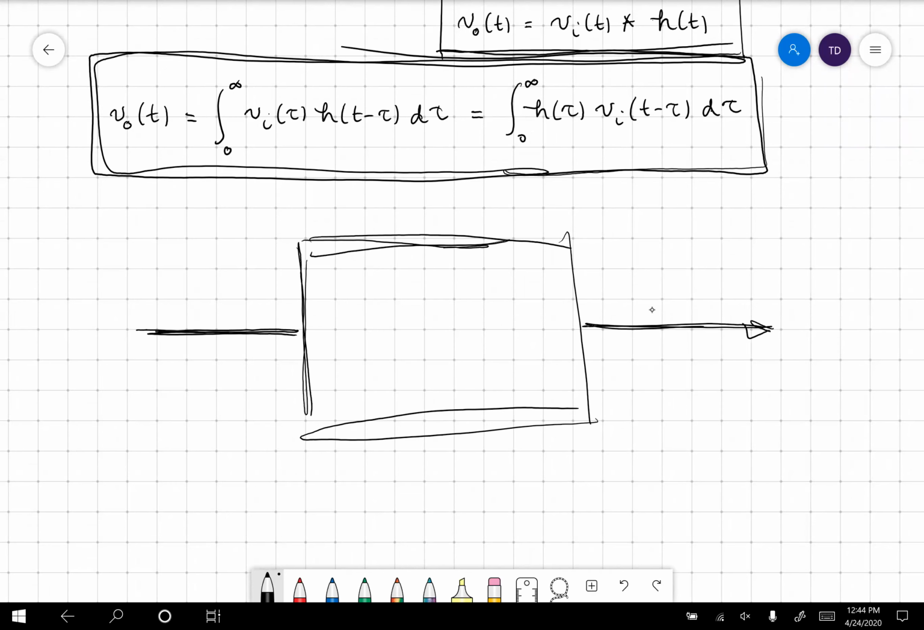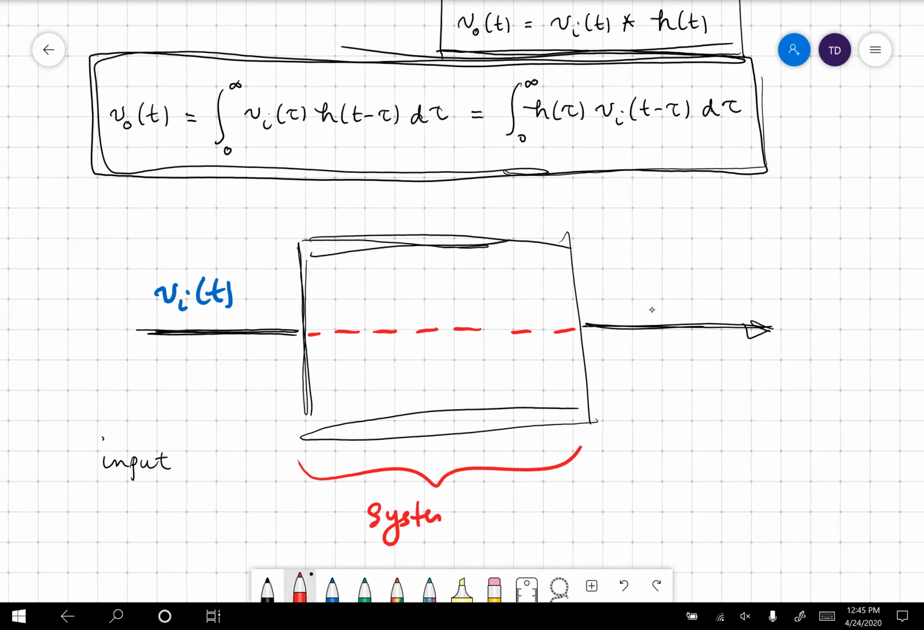So I see the input over here. Here's my input. Let's put a dotted line there. So here's my input. Now on the top, I'm going to do this in the time domain. My input is VI of t. This is my system here. So let's label that. This is the system. And over here is going to be the output.